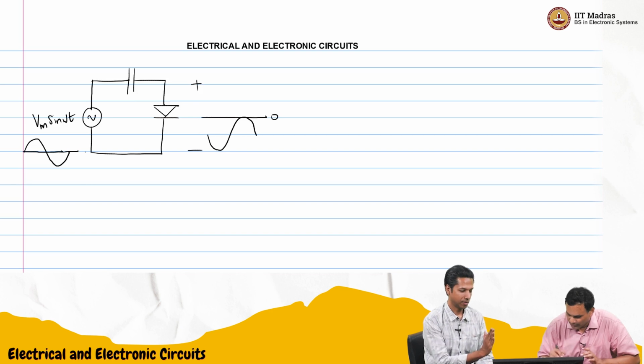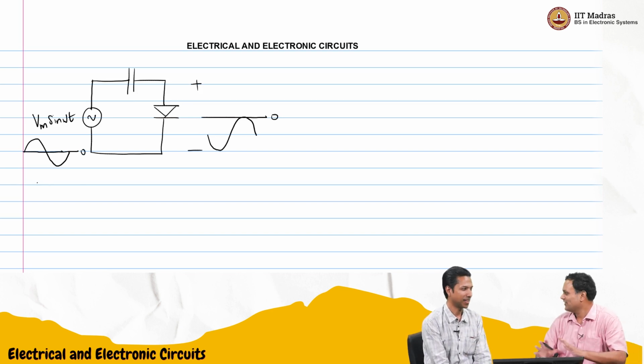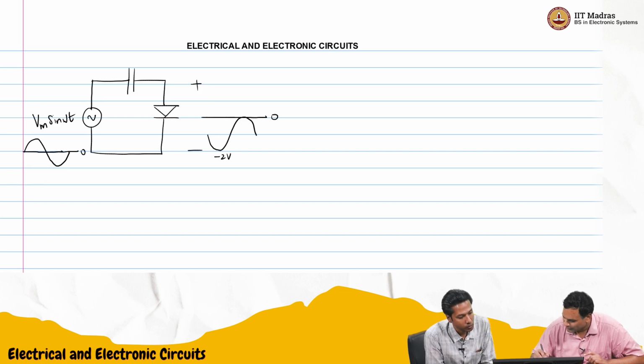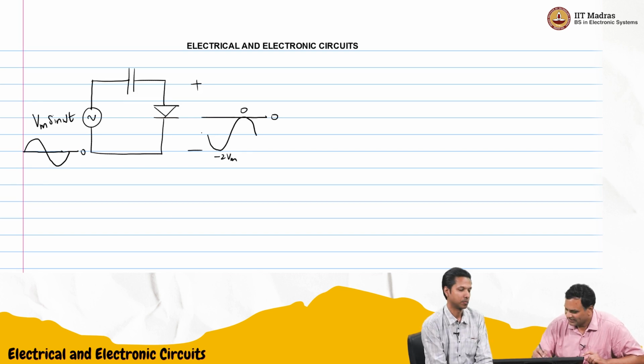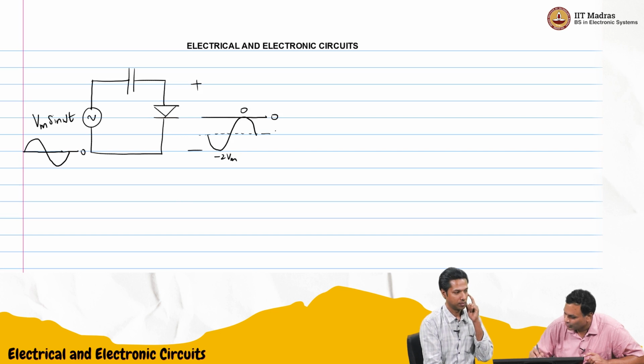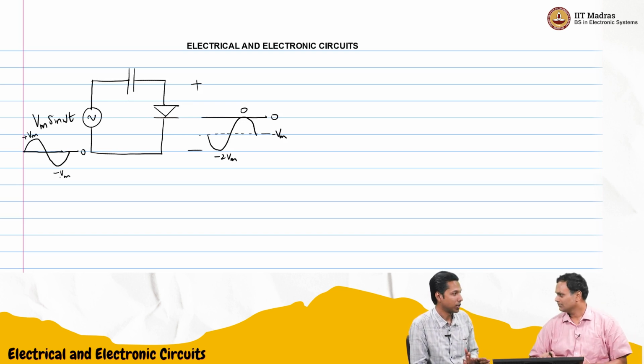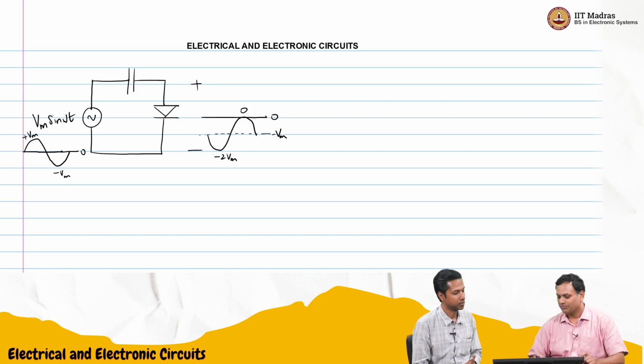So this is 0. After some cycles, it is a representative diagram. So it will go from minus 2 Vm to 0, and it will be kind of around minus Vm, whereas the original one was around 0 and went from plus Vm to minus Vm. So now there is an average value of minus Vm.